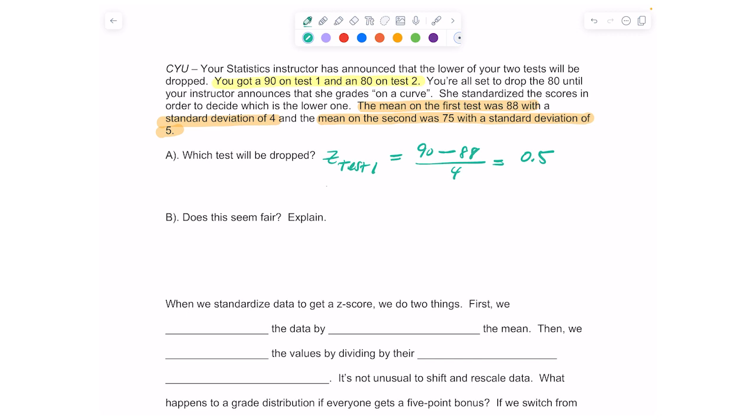And then we're going to do the same thing for test 2. On test 2, you scored an 80. The mean was a 75, and the standard deviation was a 5. So 5 divided by 5 is 1. Okay. So what does that mean? Well, this is the number of standard deviations above the mean, since it's positive. On test 1, you scored a half a standard deviation above the mean. On test 2, you scored 1 standard deviation above the mean. So which test would be dropped? The test that would be dropped would be test 1 because it has the lower z-score.